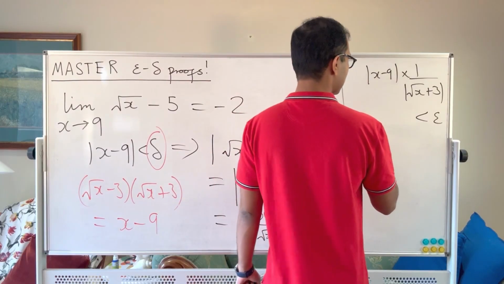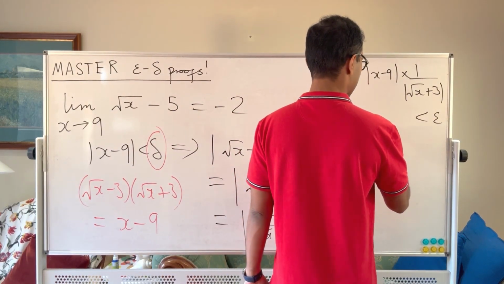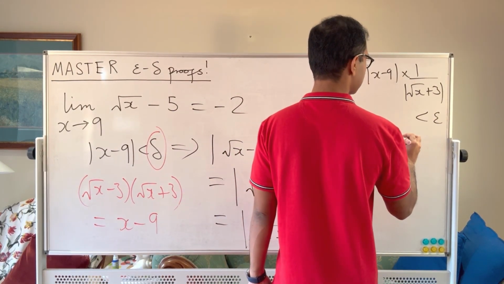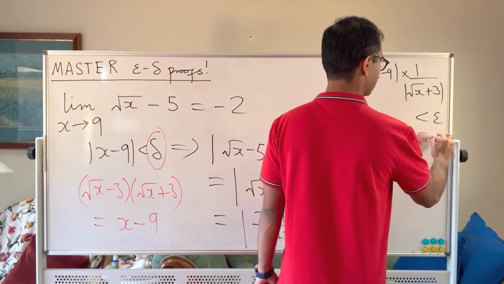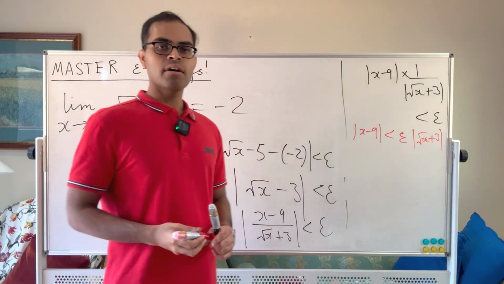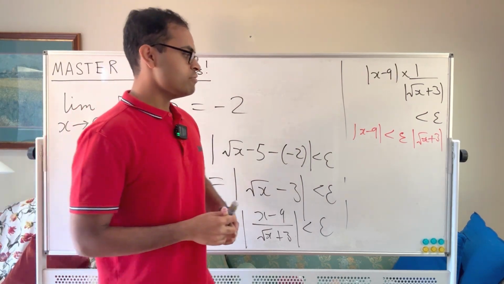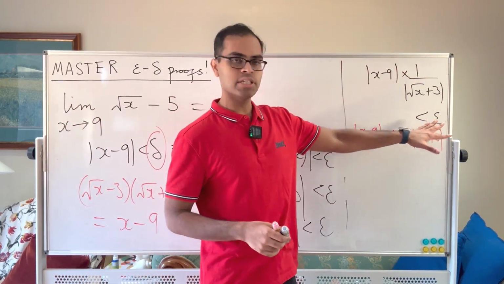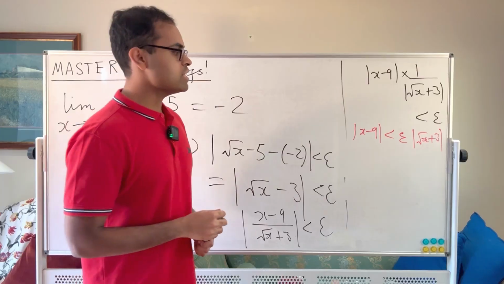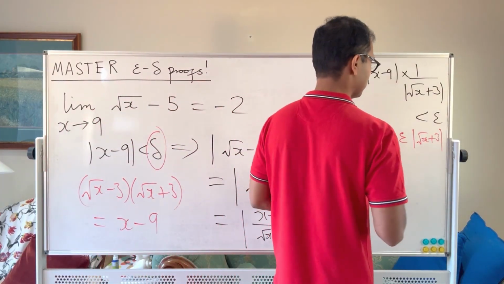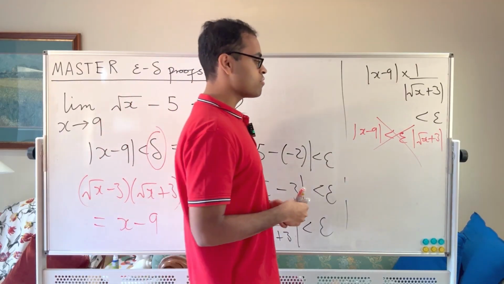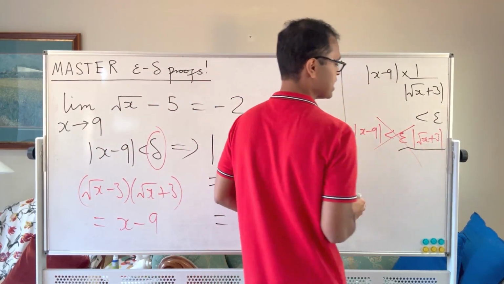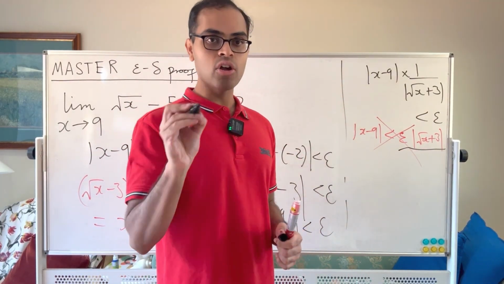So same game, let's say that we make the absolute value of x minus 9 to be less than epsilon times the absolute value of root x plus 3. Let's say we do that. Now if we do that, then we are ensured this expression is less than epsilon. But the same difficulty applies. This is not right. I'm always emphasizing this is wrong, but we just have to figure out how to write it. Our delta cannot be this. It has to be in terms of only epsilon.